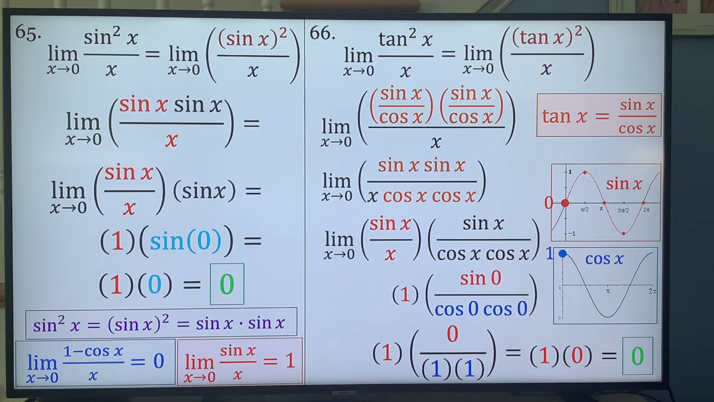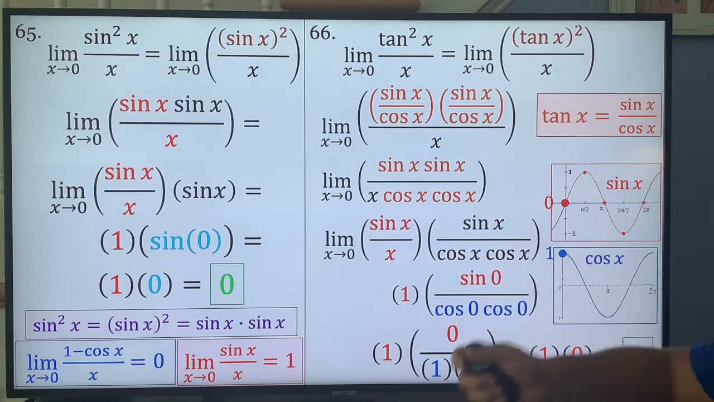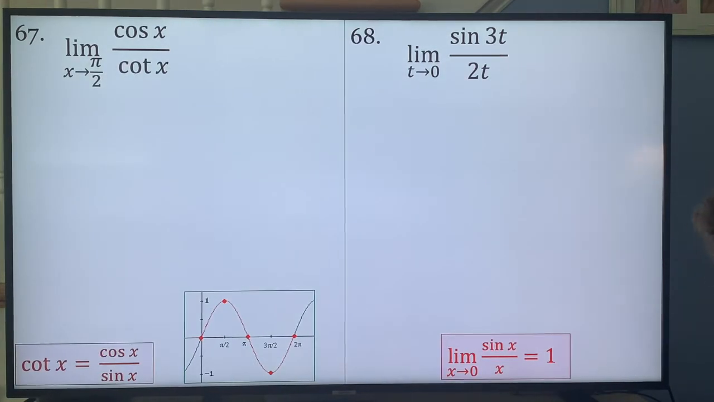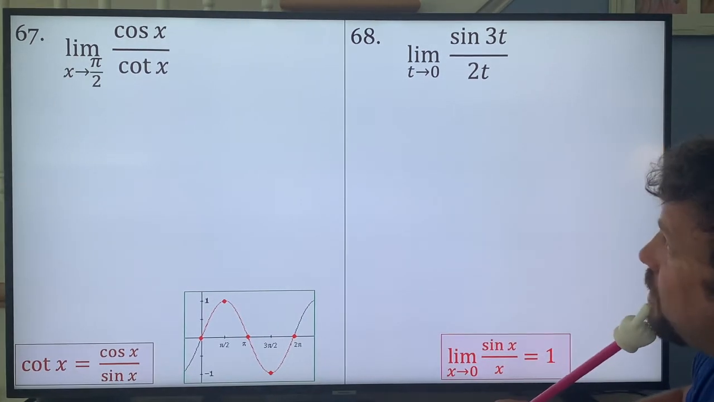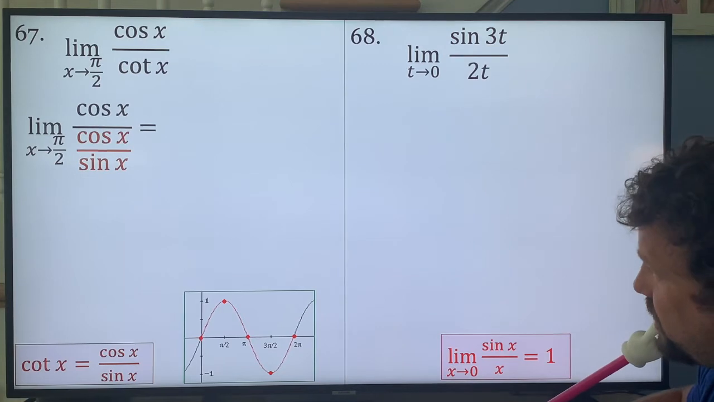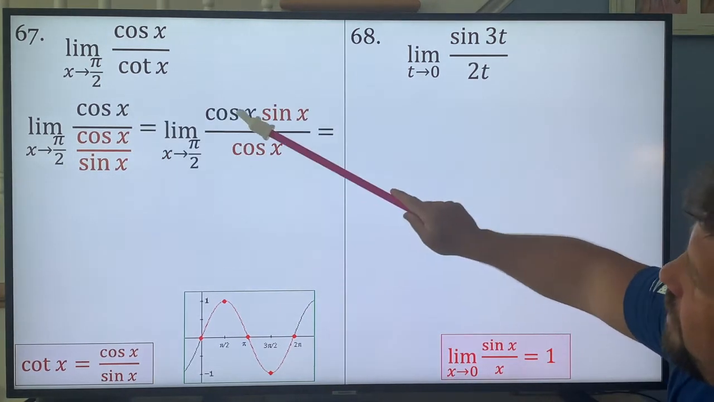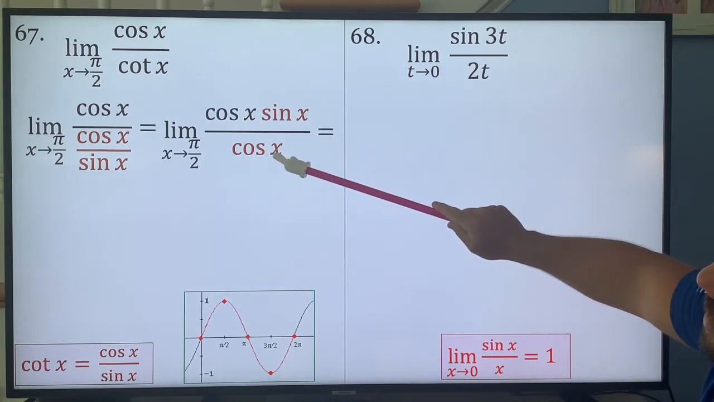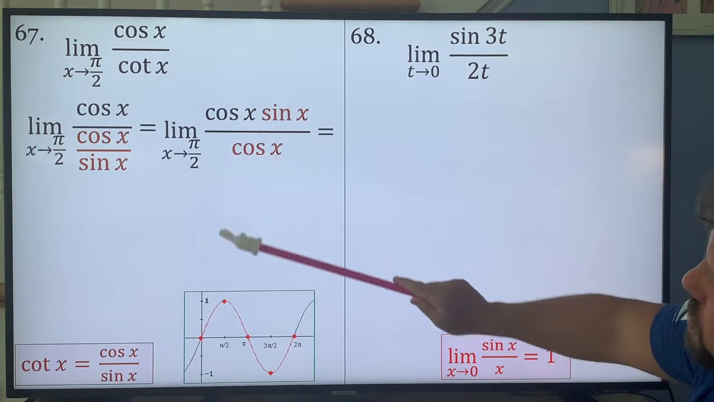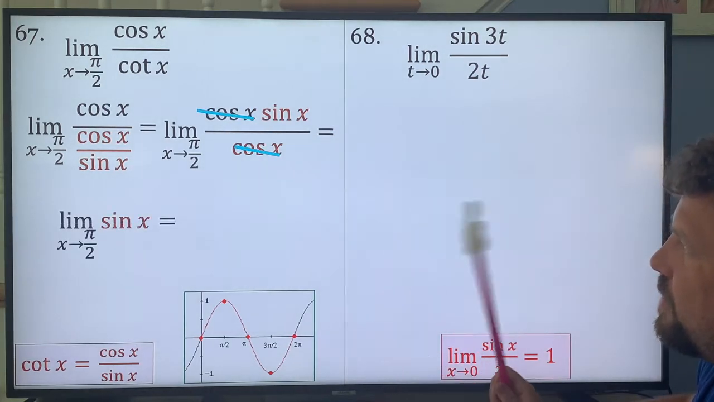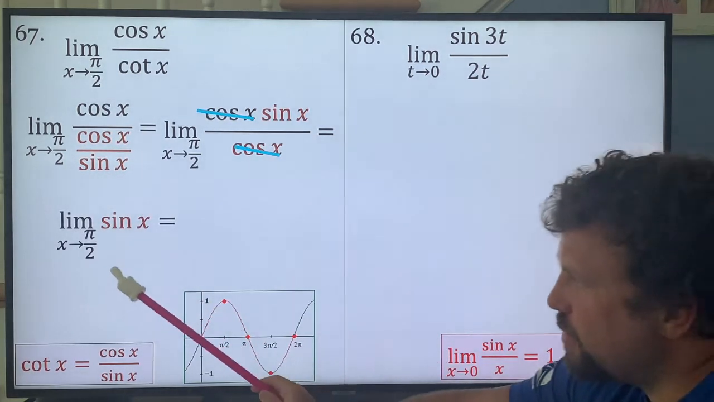Ready for the next two? More difficult coming up. Level up. 67, 68. Now you're going to have to really manipulate some stuff. Here's your hint. Cotangent is cosine over sine. So let's go. Cosine x over cosine x over sine x. Now the sine x is going to pop to the top. And then the cosine x, sine x over cosine x. Now watch what happens here. Cosines cancel out, leaving you with sine x as x approaches pi over 2.